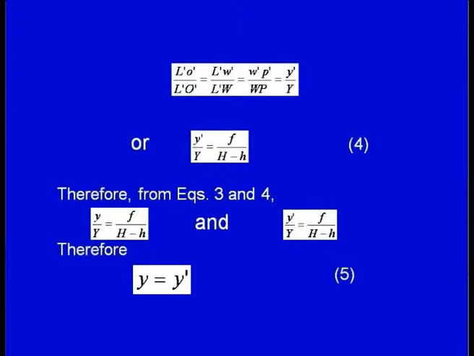Therefore, from equations 3 and 4 we find that small y divided by capital Y is equal to f divided by capital H minus small h, and y dash divided by capital Y is equal to f divided by capital H minus small h, or what we can say is that y is equal to y dash.